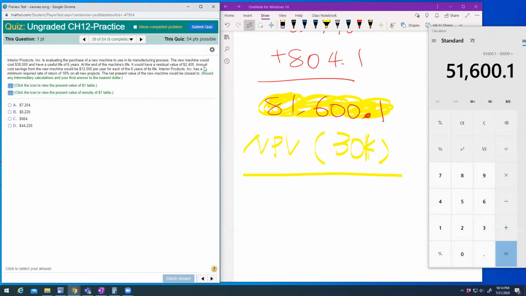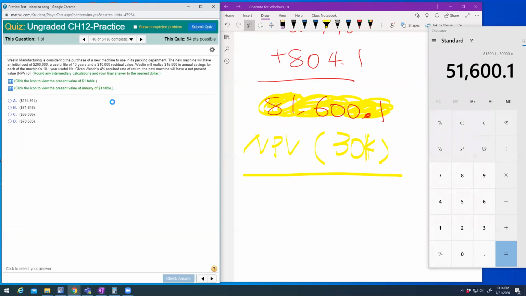You are doing this with 2 machines. The new machine will be useful for 6 years. At the end of that, you will have a residual and you can save this. I'll leave this one to you. You have to know how to get this NPV. One more time, you will definitely have a question about the NPV. Okay. Next one.